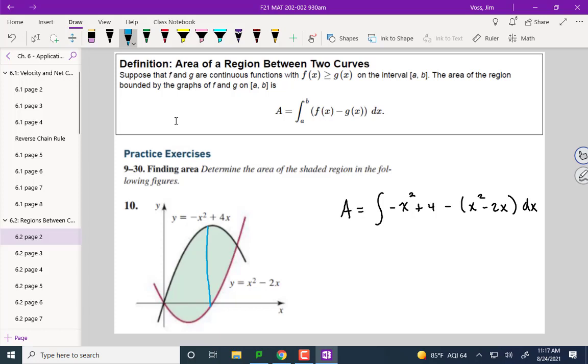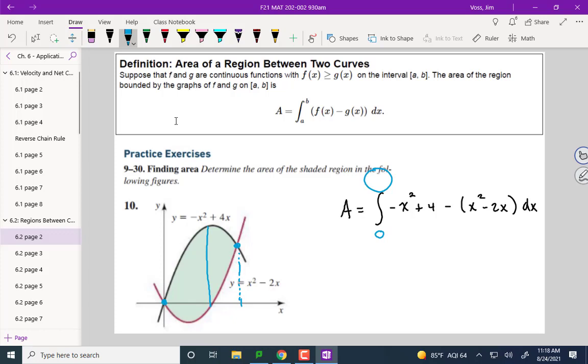So what we need now are the two limits of integration. So we see for sure that we're starting at 0. So this one is going to be 0 down here. That's our initial, our left endpoint. This right endpoint, we need to figure out what that x value is right down there.